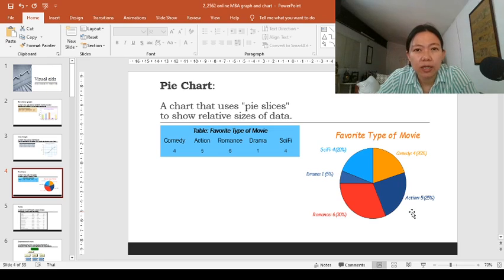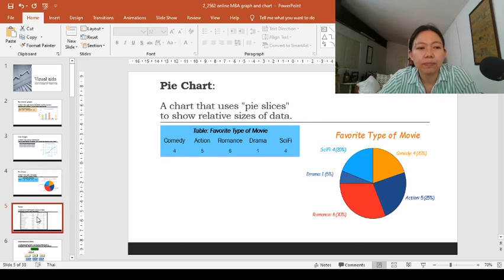Next is a pie chart. A pie chart is a chart that uses pie slices to show relative size of data. So here we have the same data, favorite types of movie. But instead of using the bar chart, I use the pie chart to show relative size of data. Each segment here, if you take it out, it will look like a pie. That's why it is called a pie chart. So you can use the pie chart to show relative size or shares of the data.